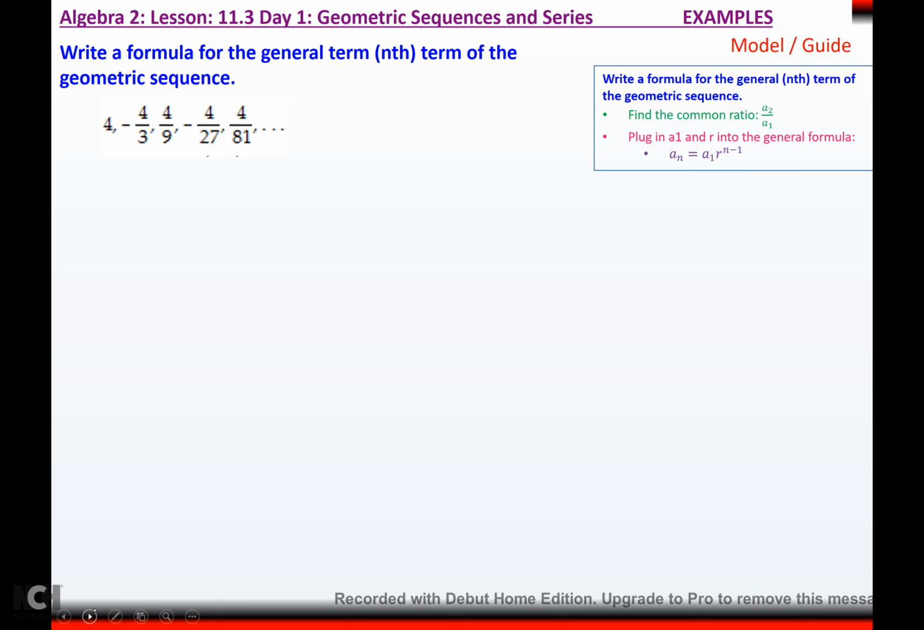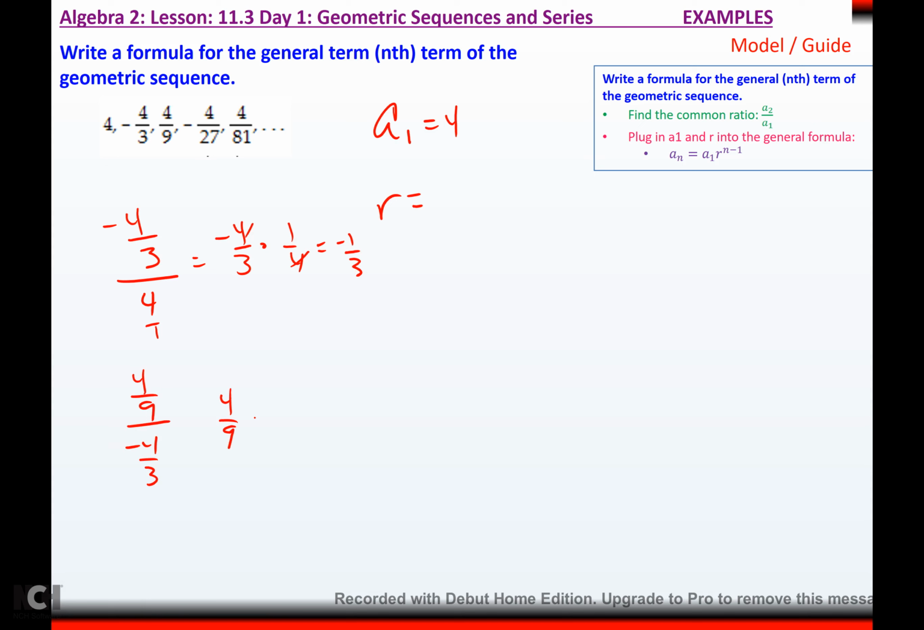For this one, I know my a sub 1 is 4. I've got to find my common ratio. So negative 4/3 divided by 4. Keep, change, flip, I get negative 1/3. 4/9 divided by negative 4/3. Keep, change, flip. I get negative 3/9, which is negative 1/3. So they are the same thing, and my common ratio is negative 1/3. So my formula is my first term, which is 4, times my common ratio to the n minus 1. And there's my formula.